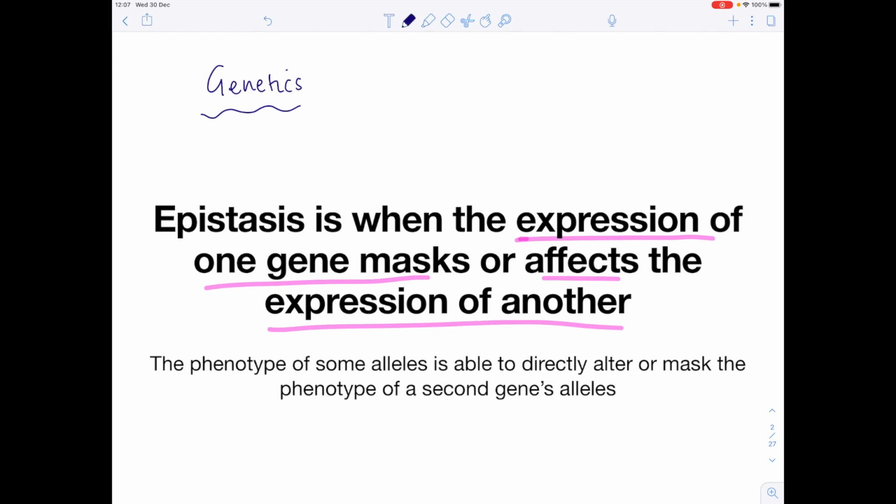Remember for me that a phenotype is the physical appearance of a gene. That could be eye colour, fur colour, whether you have a particular disease such as cystic fibrosis. Remember that an allele is simply a form of a gene.